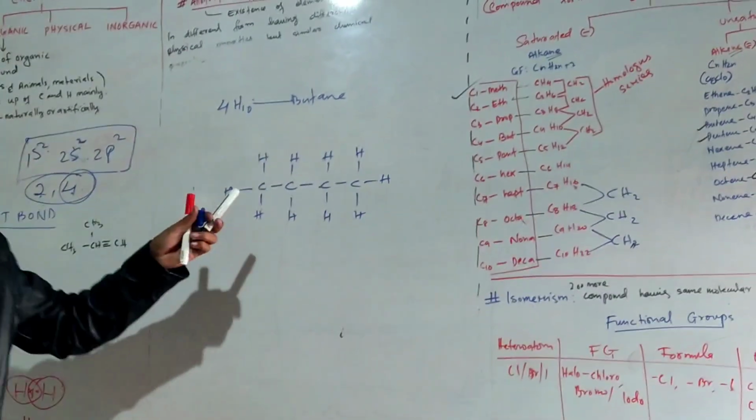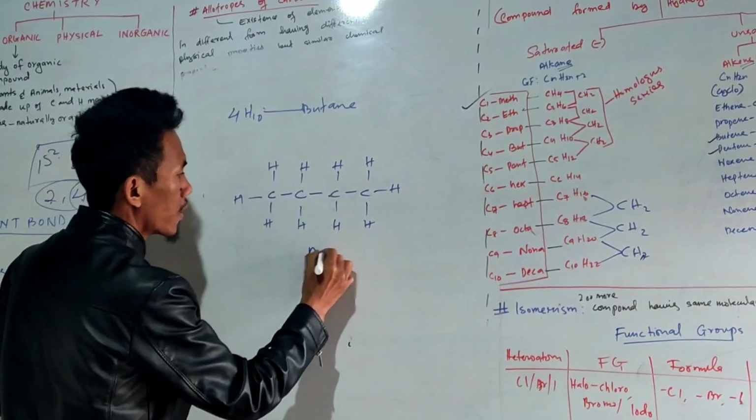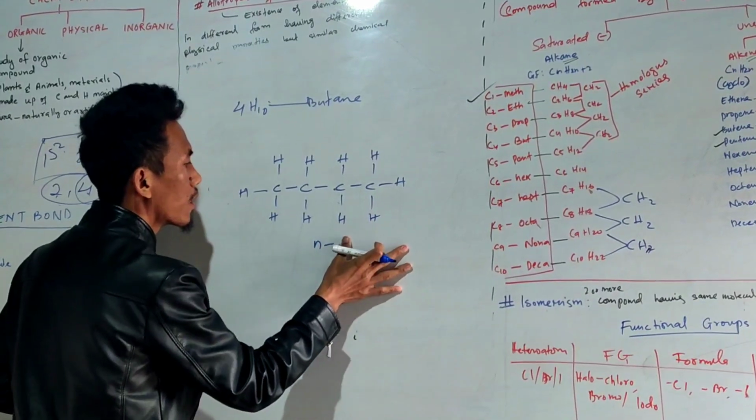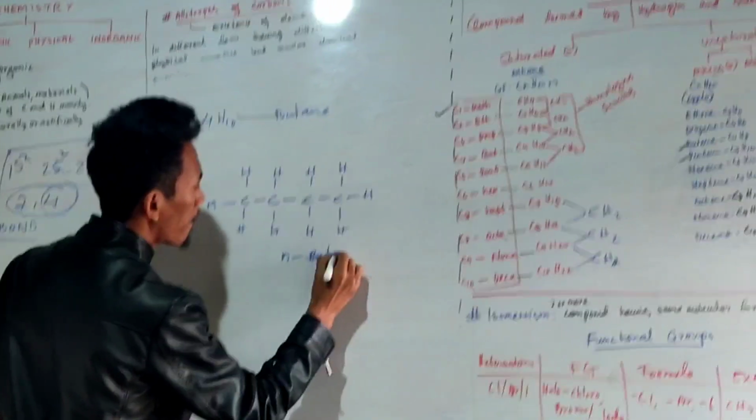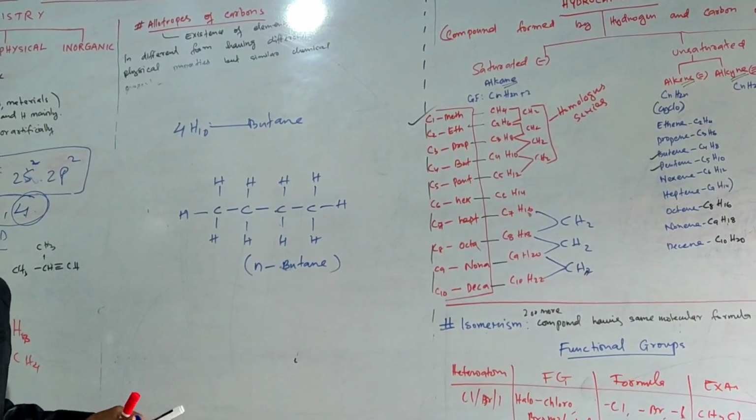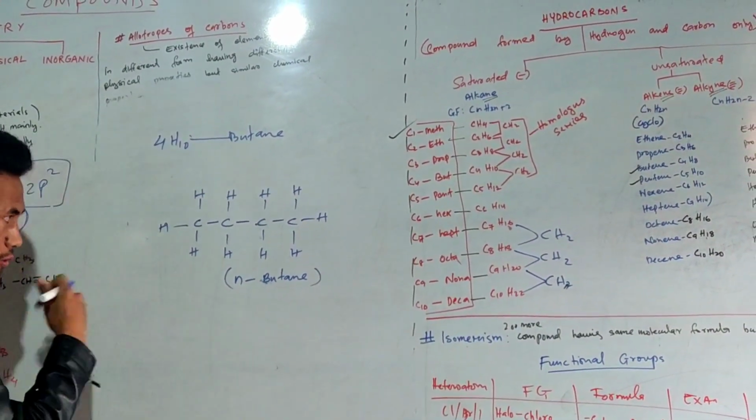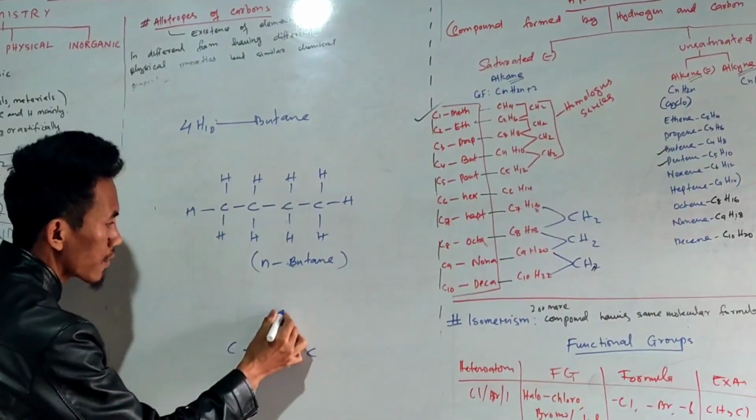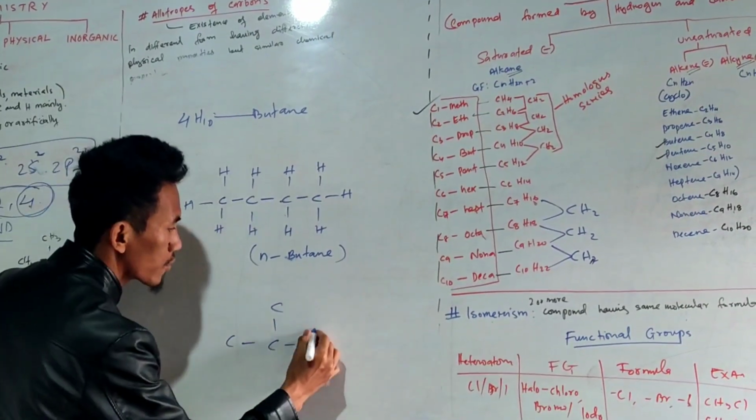Okay. When carbons are arranged in this way, we call it normal butane. Carbon can also form another structure. It can be written in another structure. Okay, let us see. Carbon, carbon, carbon. This is the possible way to write carbon.